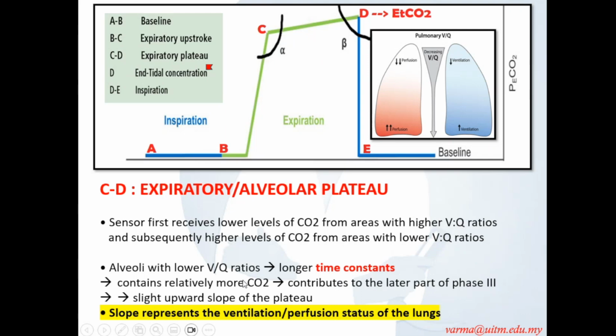Alveoli with lower VQ areas have longer time constant. This brings you a concept of time constant. Lower VQ area, the alveoli at the base in this example, will have longer time constant. It means they contain relatively more CO2. They have longer time to exchange, to absorb, to pick up more CO2 from the pulmonary capillary, which contributes to the later part of the phase 3. Sorry, my mistake. So later part of this C and D.